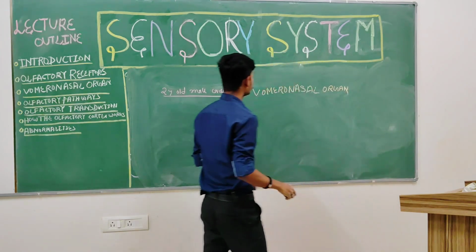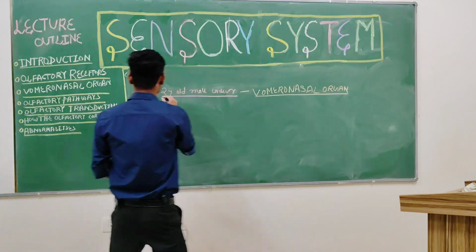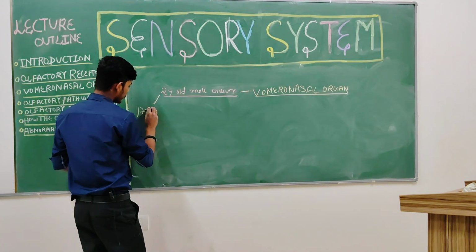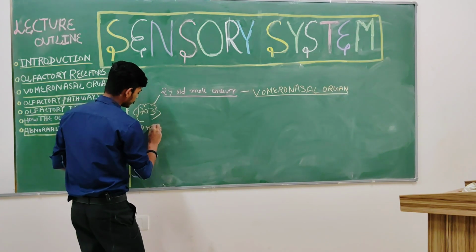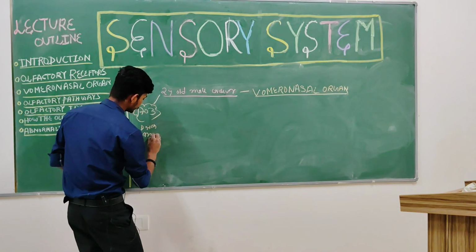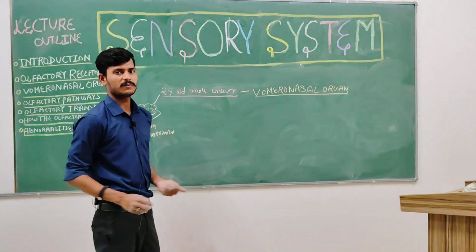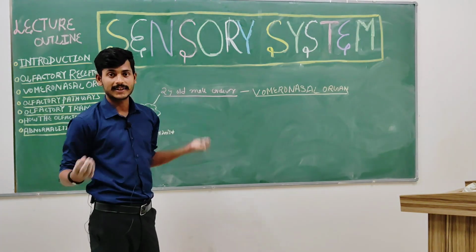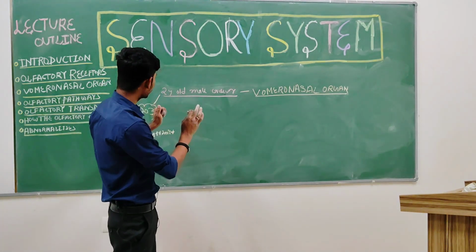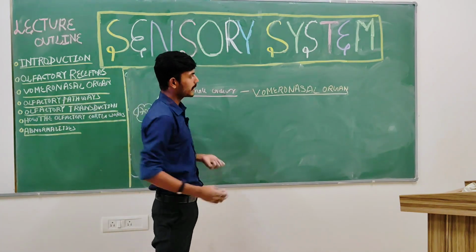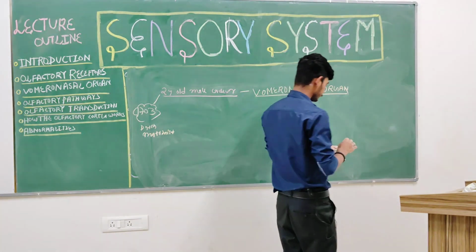This vomeronasal organ was discovered in 1703 by one Dutch anatomist, but it didn't get too much attention from the other scientists. So this discovery of the vomeronasal organ was suspected again in 1803.